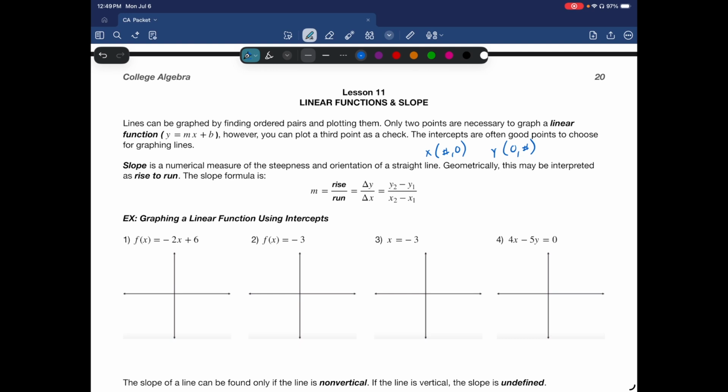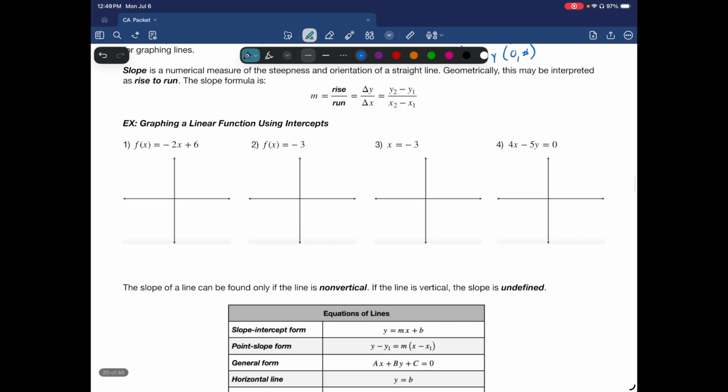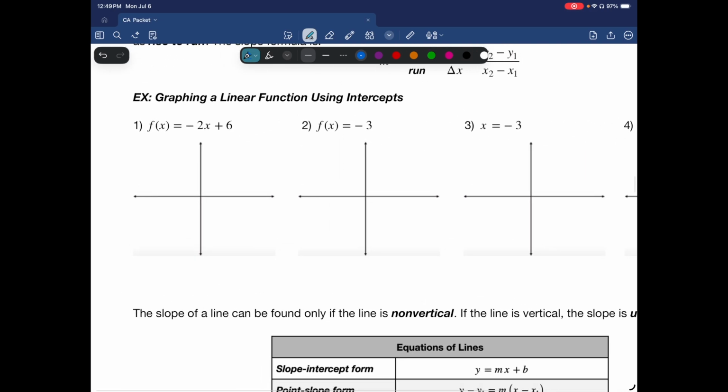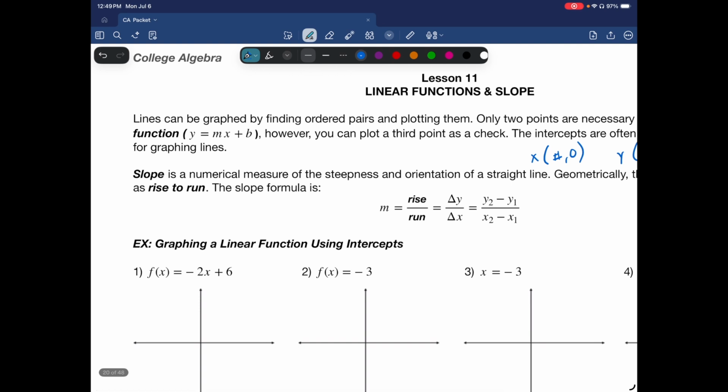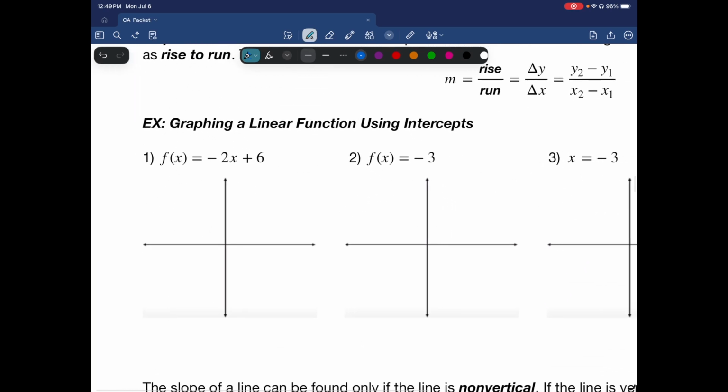All right? So before we actually get into finding the slope with 2 points, let's talk about graphing these using intercepts. All right, so I mentioned earlier that this equation is y equals mx plus b. Well, m is slope, and b is your y-intercept. That's your starting point.